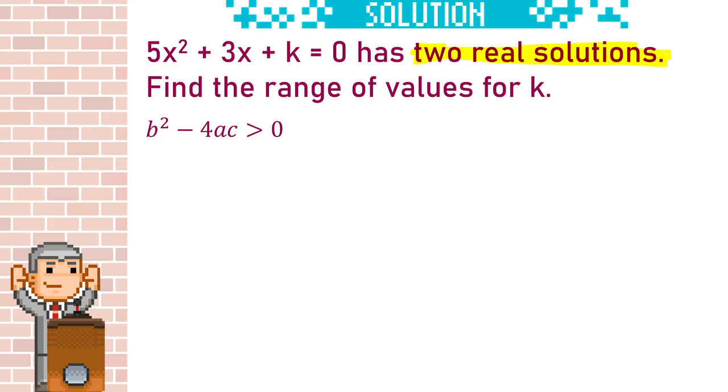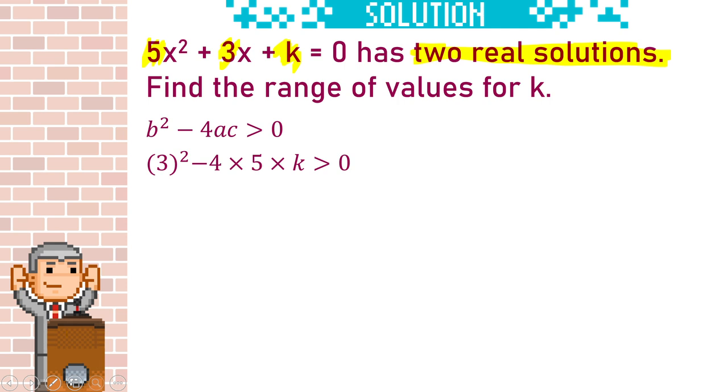So I've got b squared minus 4ac is greater than 0. I then look at what is my a. My a is 5. What is my b? My b is +3, and my c is k. So I just substitute those values into my equation.